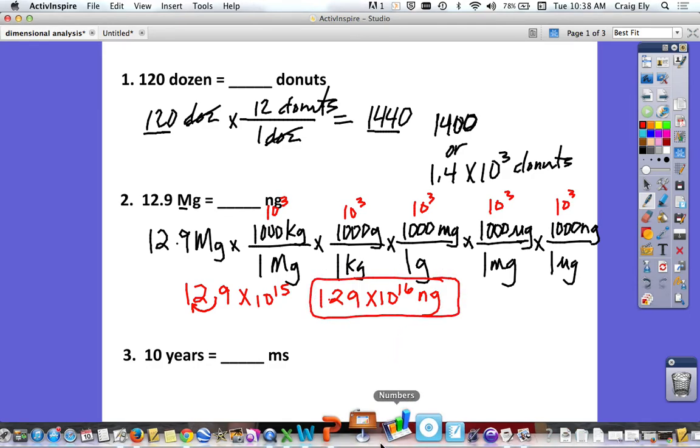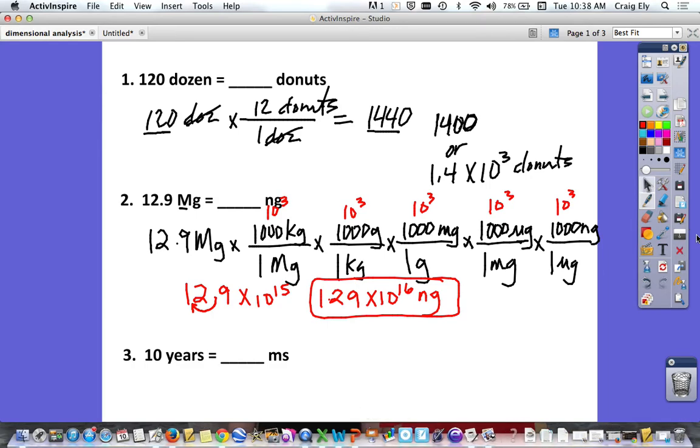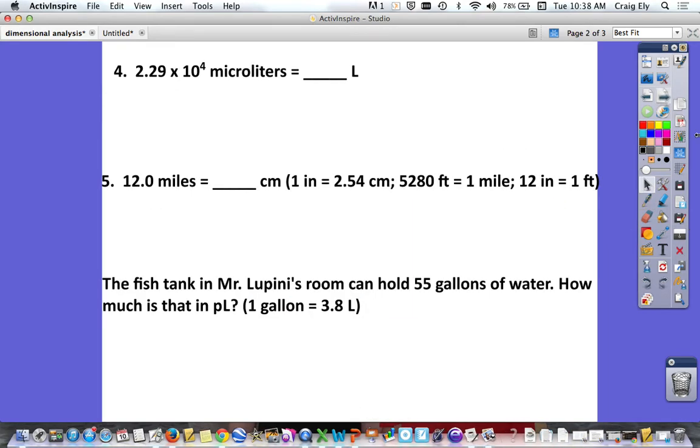Okay? Now, I want to leave a couple of these blank so you can practice some on your own. So let's skip over to another one here. So let's look at this one. We've got 2.29 times 10 to the 4th microliters. That's that little funky symbol there. And we want to know how many liters.